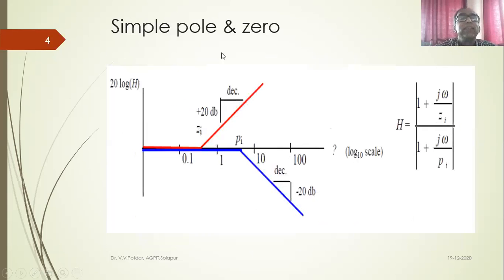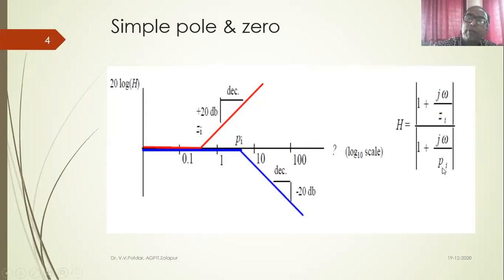Next factor is simple pole and simple 0. So what is the simple pole? If I got a factor of s plus 1 in the denominator, I call it a simple pole. If I got a factor of s plus 2 in the numerator, it is a simple 0. A factor in the numerator provides me 0, factor in the denominator provides me pole. So this is what is meant. This is not j omega by z1. It is just j omega corresponds to 0 value, right? And this j omega corresponds to pole value. This is what is meant by this pi and zi. Z corresponds to 0, p corresponds to pole.